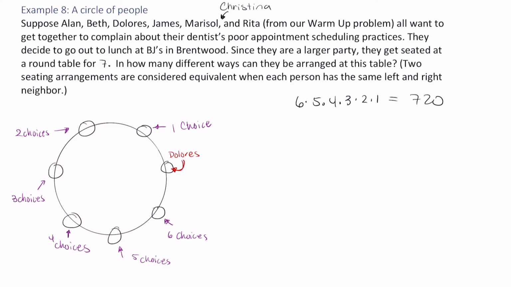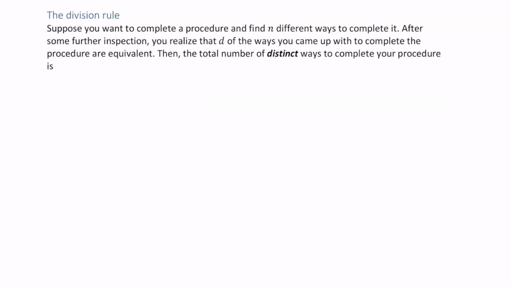So what you've just done is you've gotten rid of the equivalent seating arrangements. So another way to write this is there are 7 factorial ways to arrange people at the table, but 7 of these are duplicates. So this becomes 7 times 6 factorial over 7, which is just 6 factorial, which we already have above. This brings us to our final rule, the division rule. And please take a moment to read the definition in your book. I find that definition a little obfuscated, so I write it out more like an example.